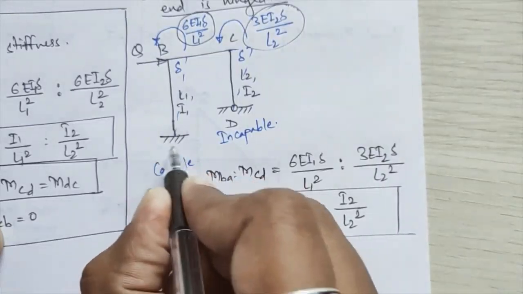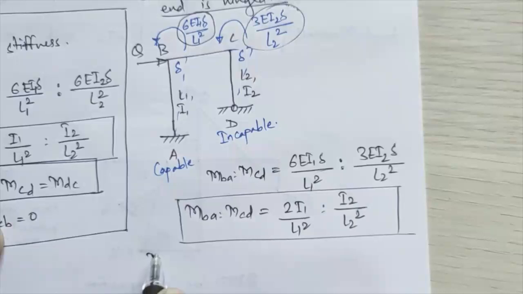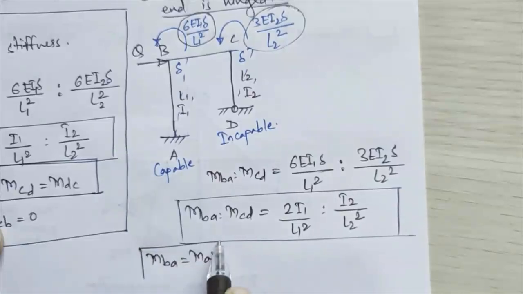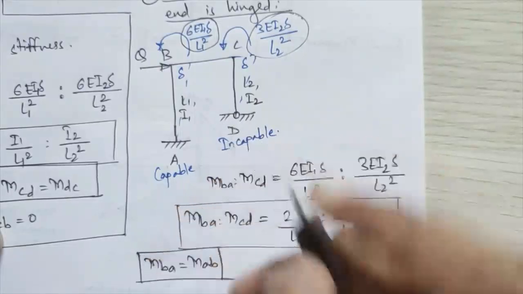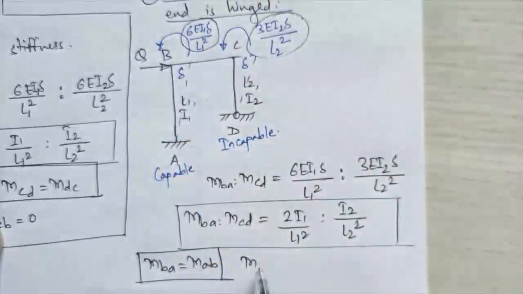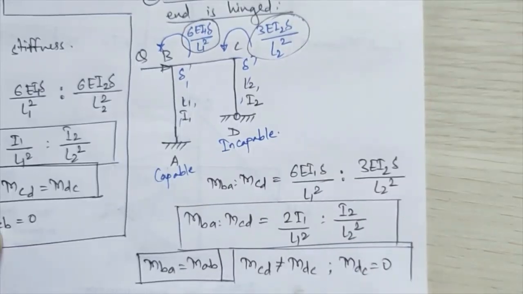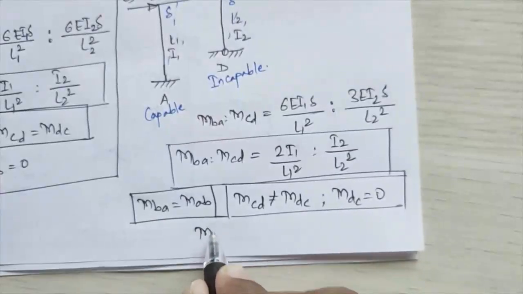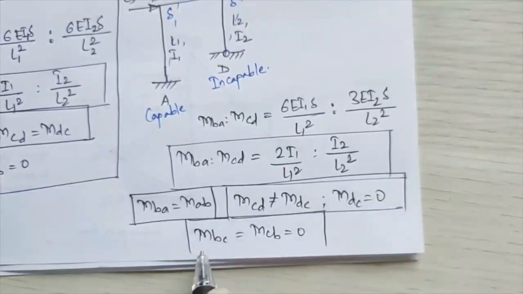Now if you check, joint A is the capable support. So whatever moment is coming at joint B, that is the BA moment, will be equal to your AB moment, and AB will not remain equal to 0 now. Then this is your incapable support, that is at joint D. So whatever moment is coming at joint C, MCD will not be equal to MDC, provided MDC will be equal to 0. So this will be your case number 2. And for horizontal members, directly MBC and MCB will be equal to 0.